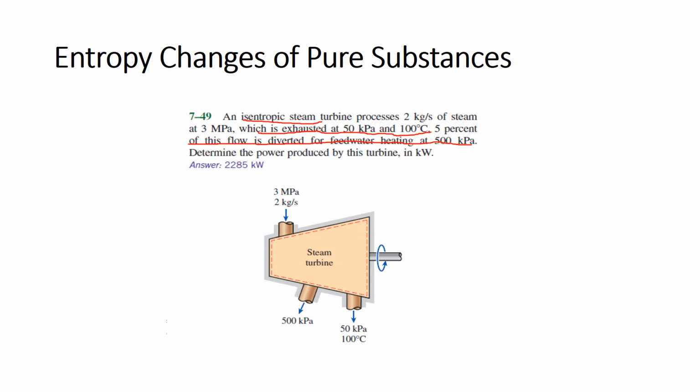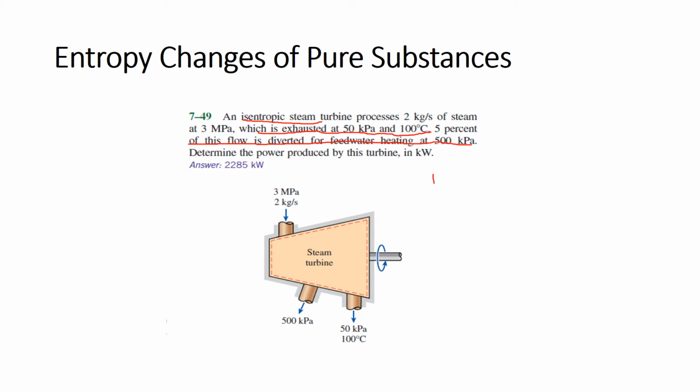Okay, so isentropic means what? Like we told before, isentropic means it is internally reversible, and the process is adiabatic as well. Only then we will have isentropic. It means entropy at 1 is equal to entropy at 2 and 3. So that is called isentropic. So what is the question about? The question is to determine the power produced by this turbine.